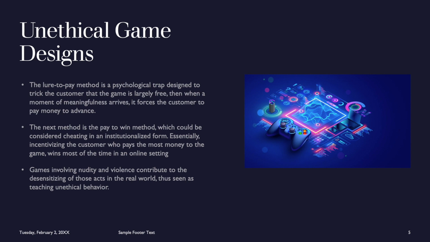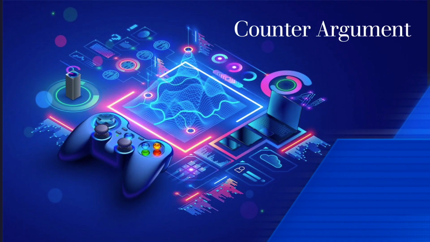Games that involve nudity and violence contribute to desensitizing those acts in the real world, thus seen as teaching unethical behavior. There are few games that portray this, such as Grand Theft Auto, Call of Duty, and Saints Row. Based on the virtue theory, violence and nudity in games causes the character of the user to be in jeopardy because it fantasizes part of the society that is deemed unacceptable and strays away from the golden mean.